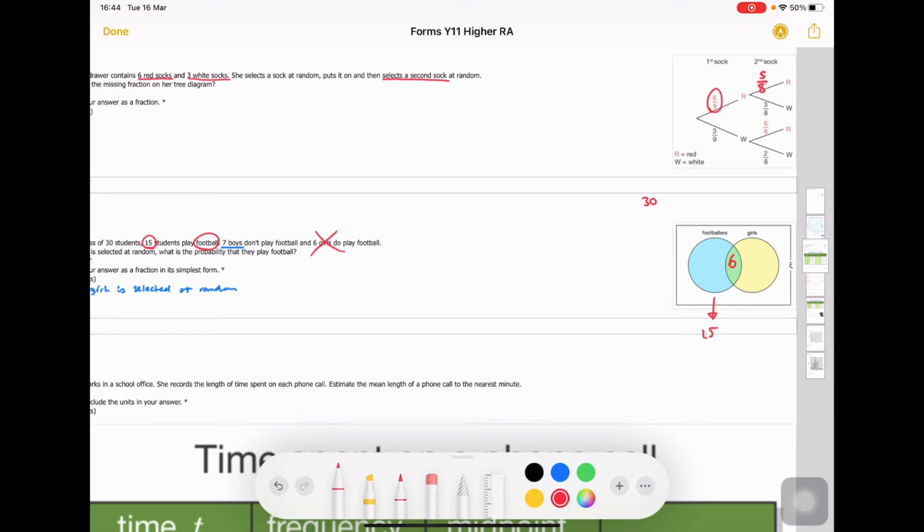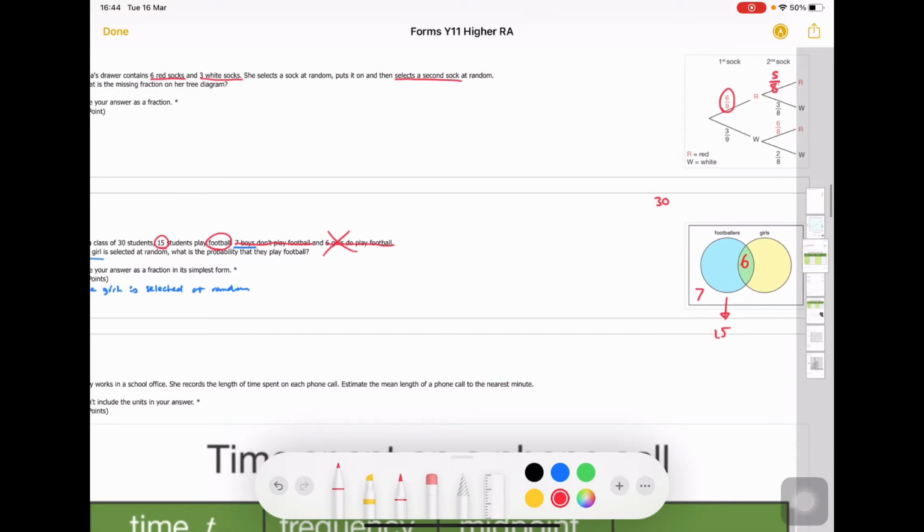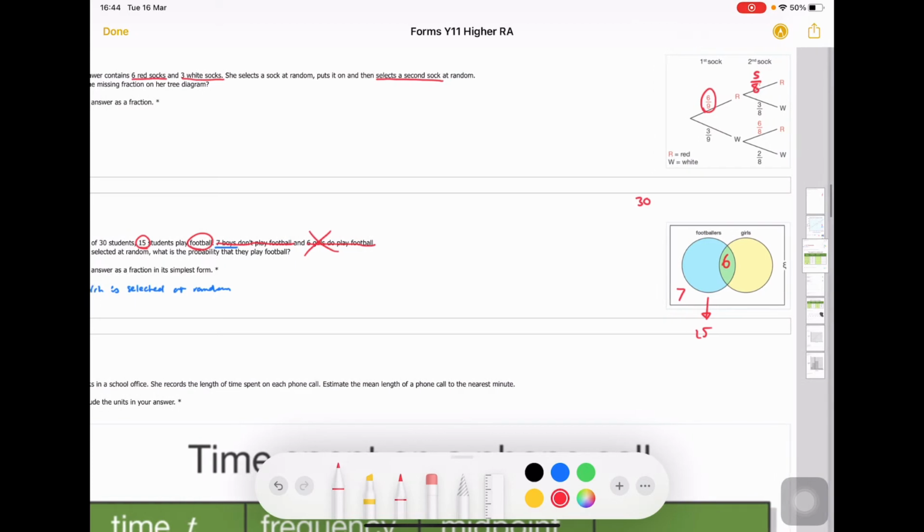Okay, so if you're not a footballer and you're not a girl, then we'll write the value outside. So here, they're a part of a group, but they're not in either of those circles. So I'll cross this out as well. And that helps us know which of the information in the question we have used. So now we just have this: 15 students play football. 15 take away 6 is 9.